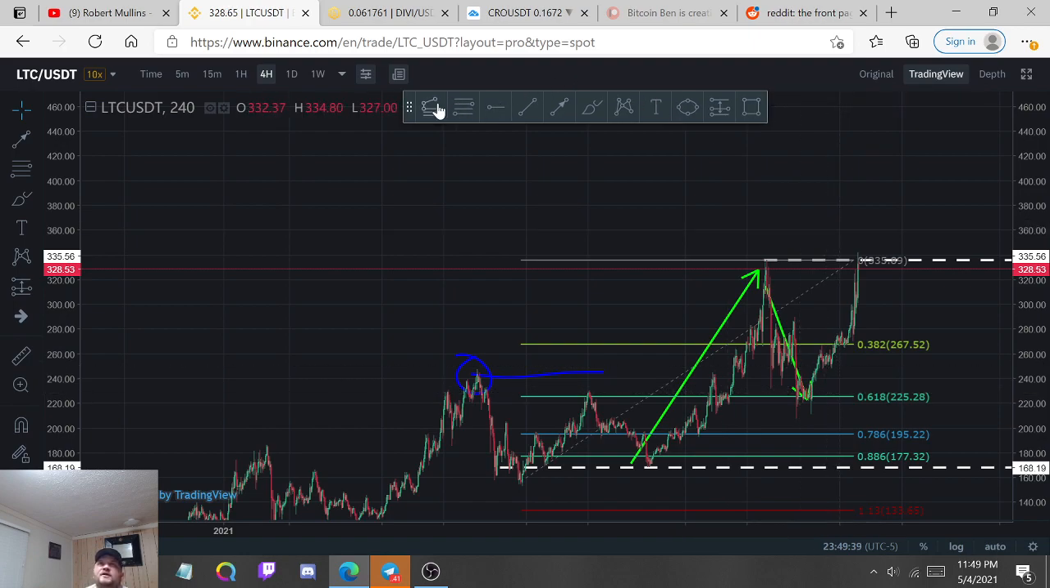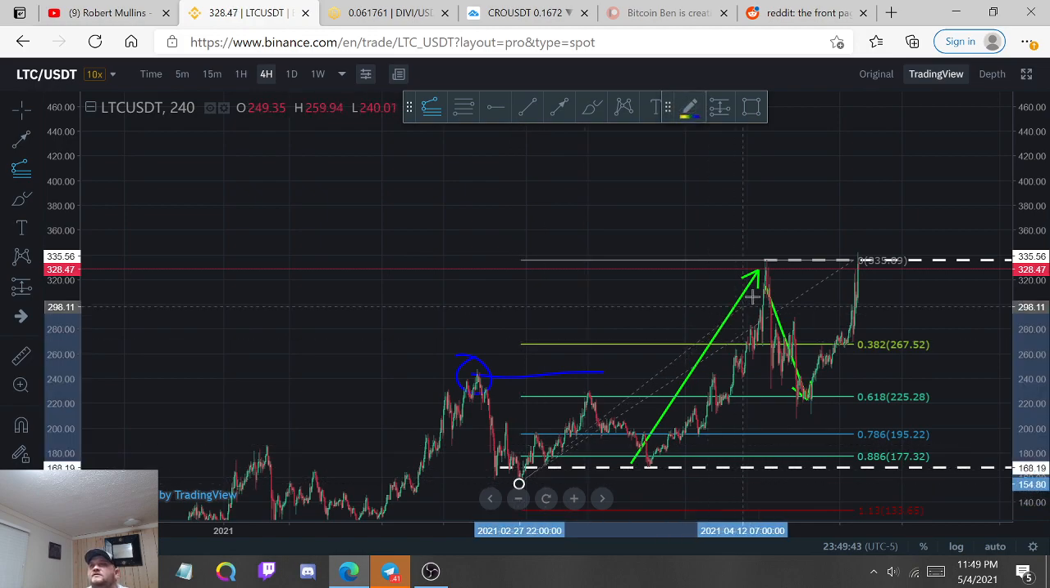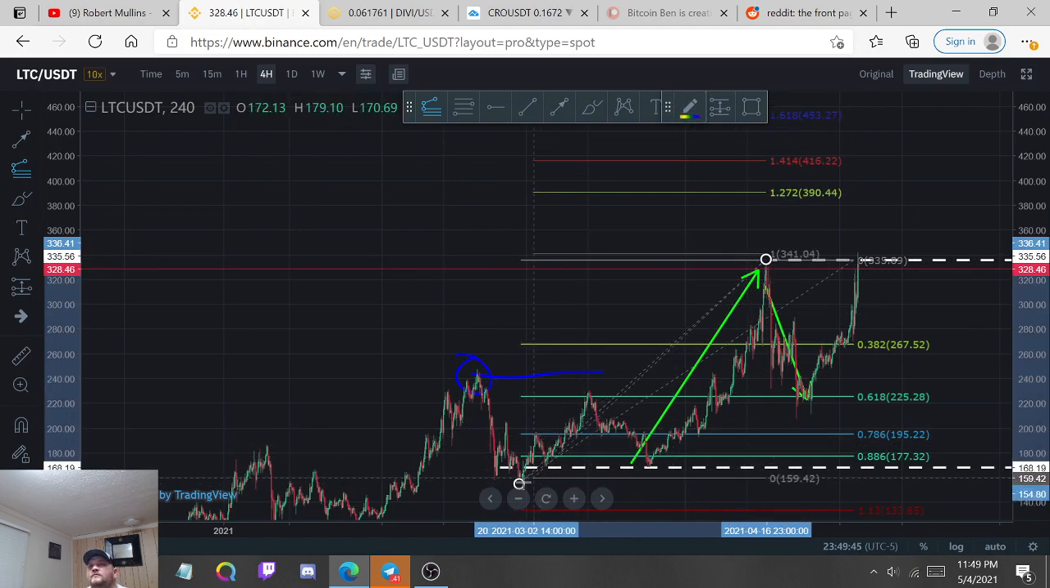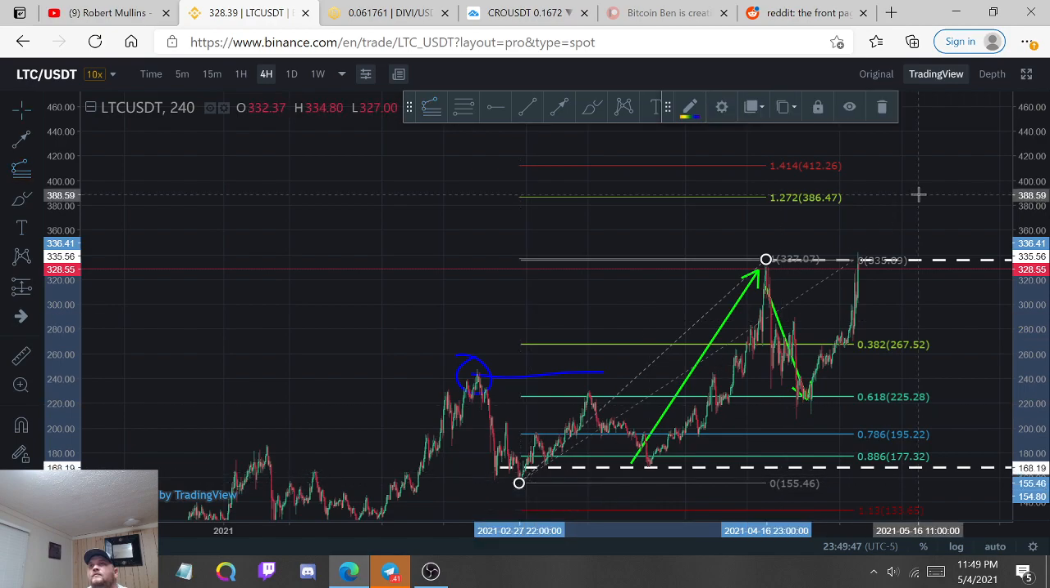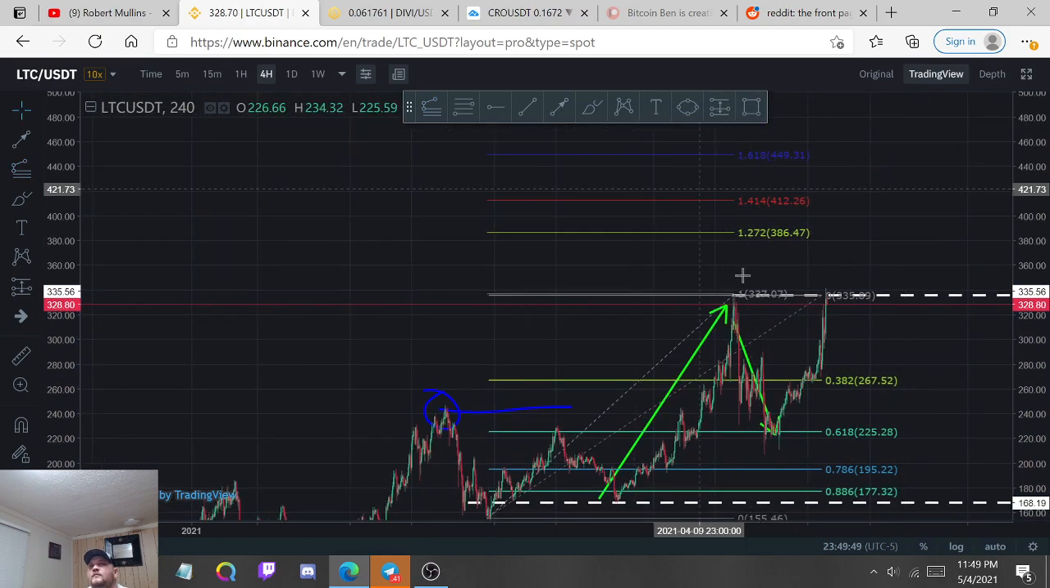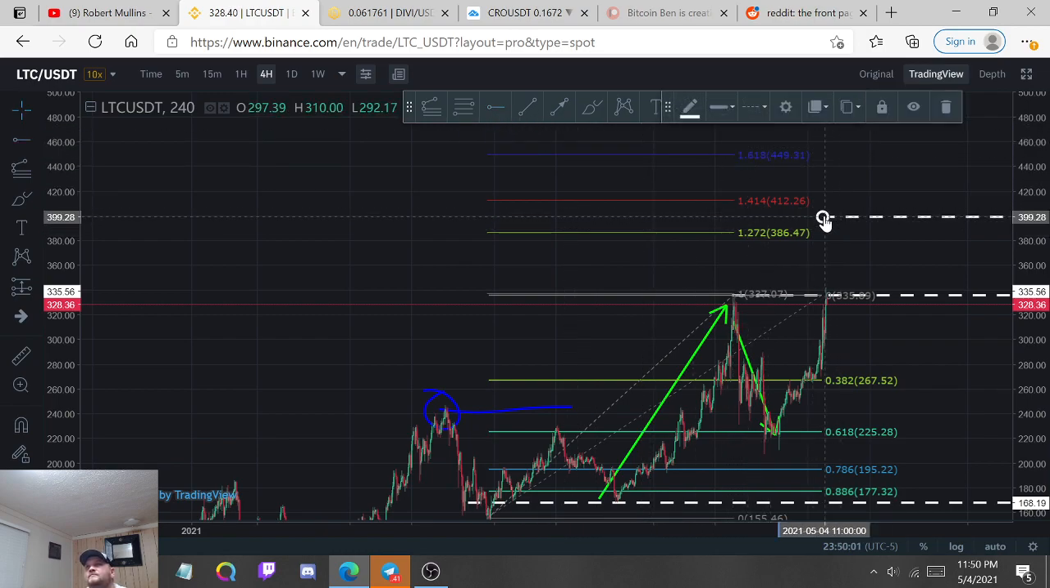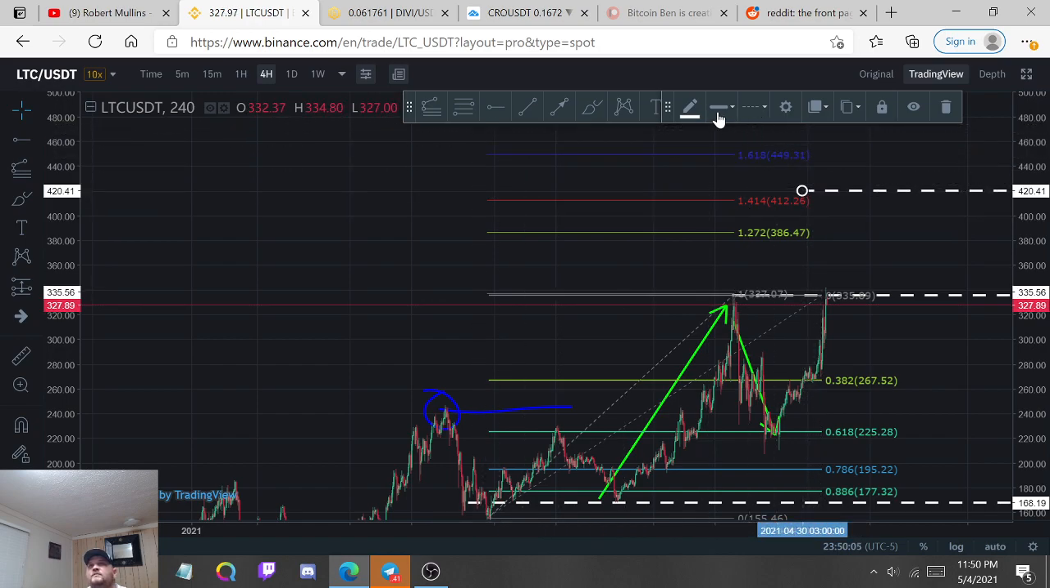I was thinking we could go higher, and the extensions there would be up here. The 127 would be 380, 385, 386. The 1618 would be 450. I know a lot of people were looking for 420.